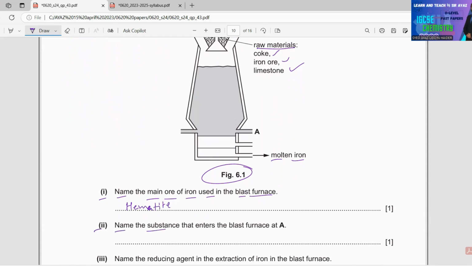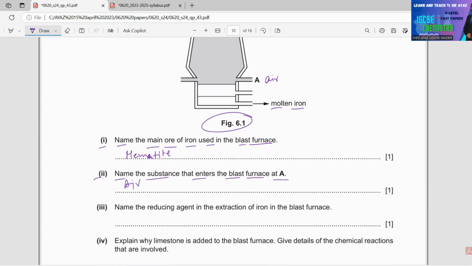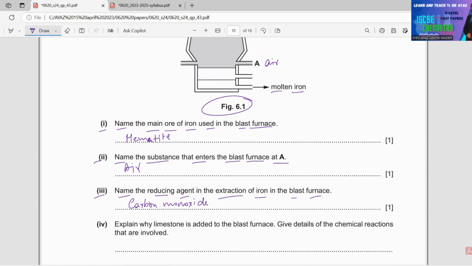Number 2, name the substance that enters the blast furnace at A. So you must be adding air from here. Part 3, name the reducing agent in the extraction of iron in the blast furnace. They are asking about the reducing agent. The main reducing agent is carbon monoxide. It reduces the iron oxide into iron.